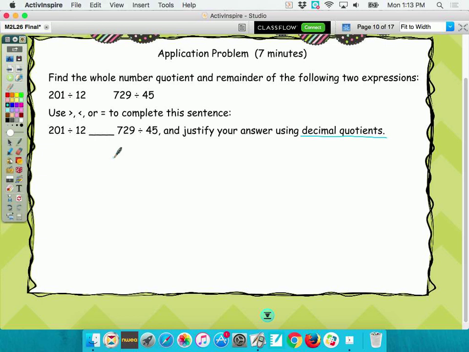So the first thing I want to do, 201 divided by 12 and 729 divided by 45. Now you're going to get, you just want me to tell you what you're going to get? Yes. 16, remainder 9. And that's not going to be the correct answer because both of them are going to be 16, remainder 9. So that's not going to work.